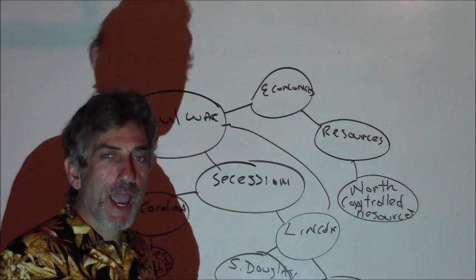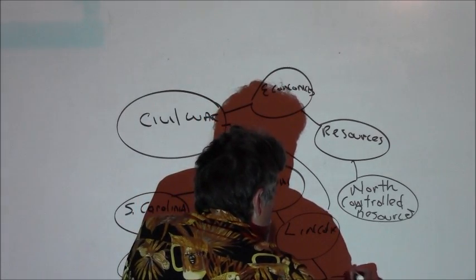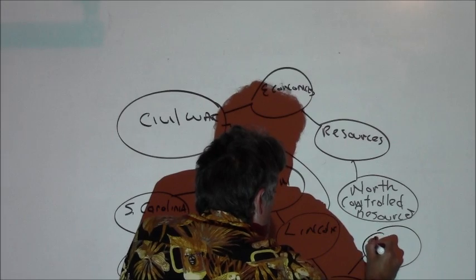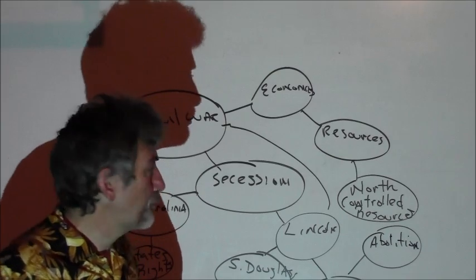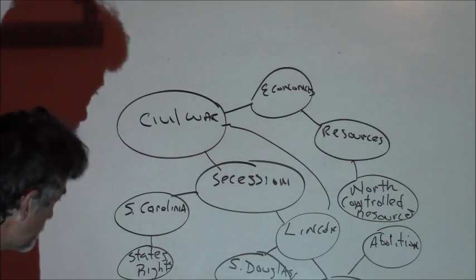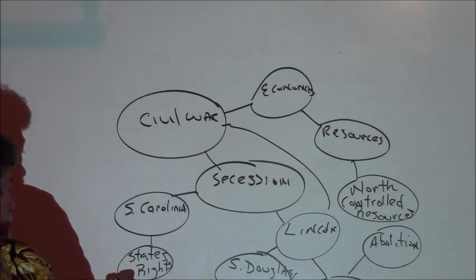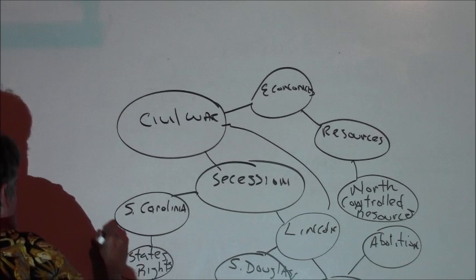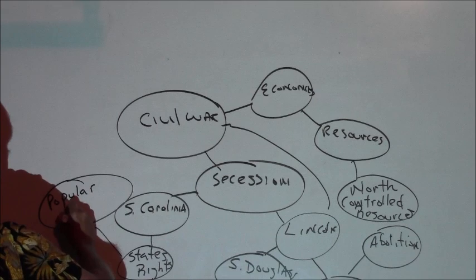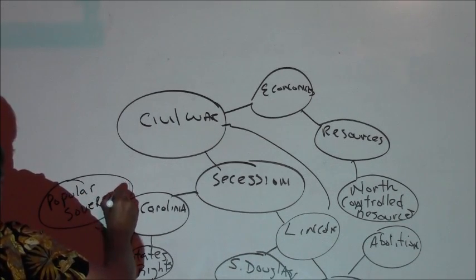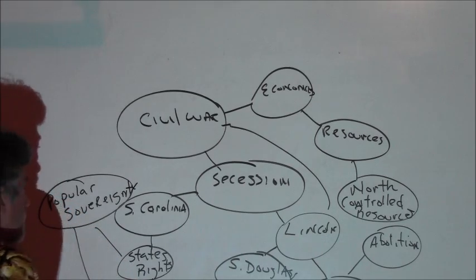So, if what I want to do with Republican, I can write abolition. If I choose to, I can do that one. Now going in this direction a little bit, because we have plenty of room over here, I can connect states' rights to popular sovereignty. And of course, I can connect Stephen Douglas to popular sovereignty.